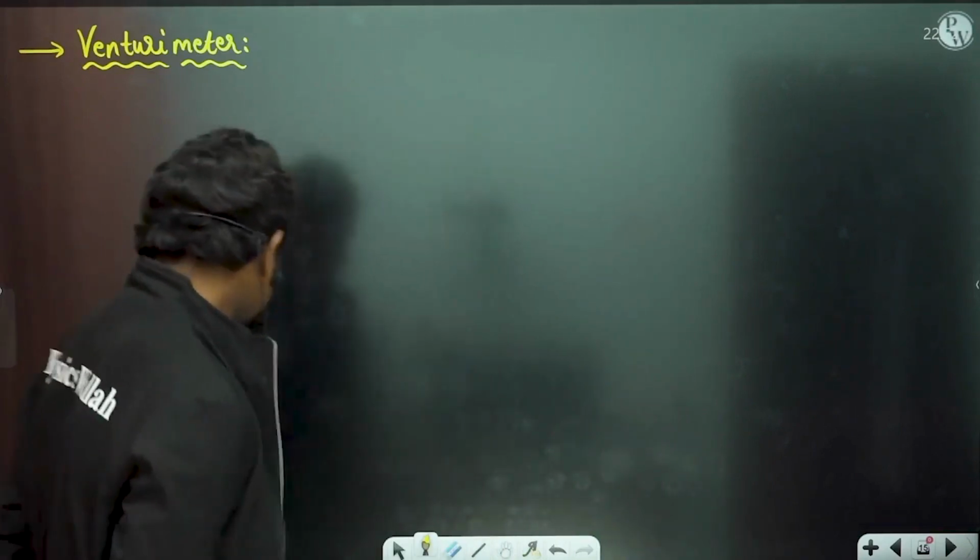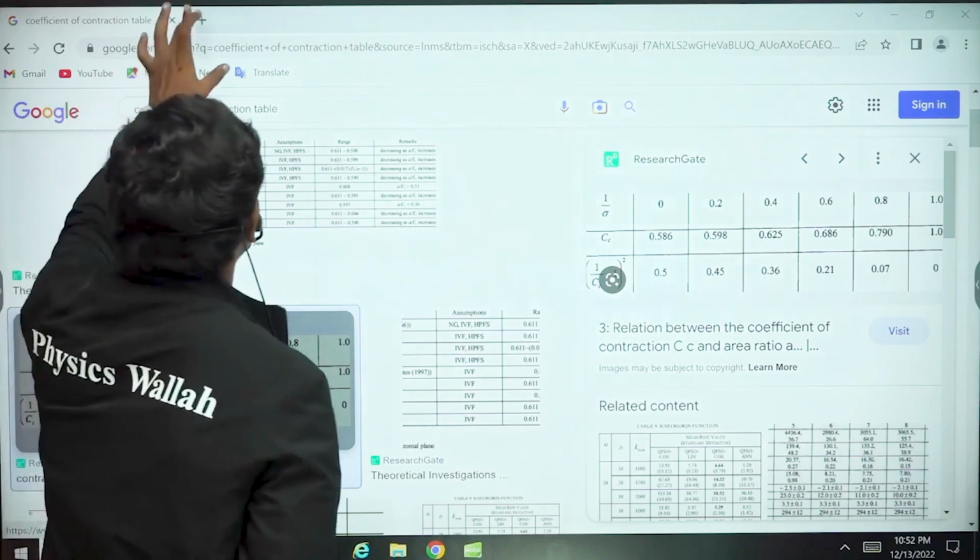How many of you have seen a Venturi meter in your life? You might have seen that in fluid mechanics labs or somewhere. So please type in the chat box. If you haven't seen, I'll just show you once. We have Google, so let us see.